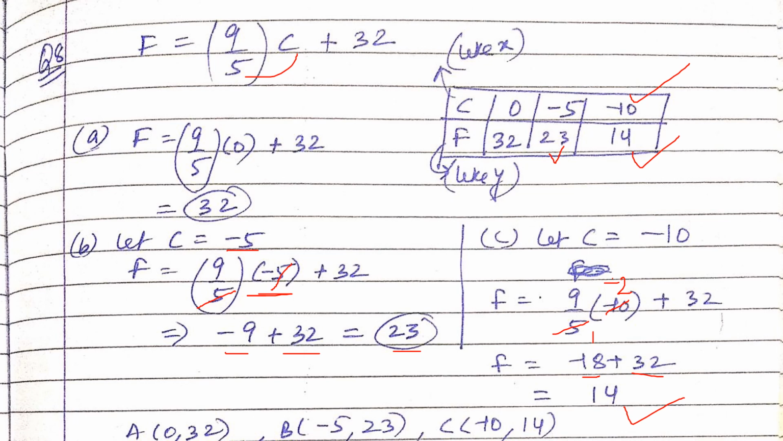You can obtain different values for this. There is no such rule that you have to find these only. Every question in mathematics has different ways to be solved. You just need to understand which way is convenient for you. So let's see how to plot the graph. We have obtained 3 points. Let's call them point A, point B, and point C. So it is 0, 32; minus 5, 23; and minus 10, 14. Now let's locate these 3 points to obtain the line.